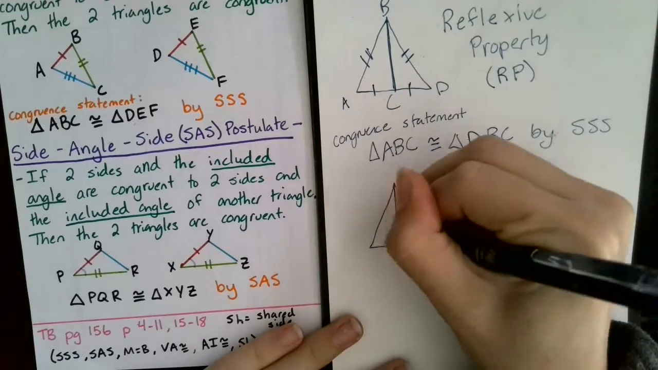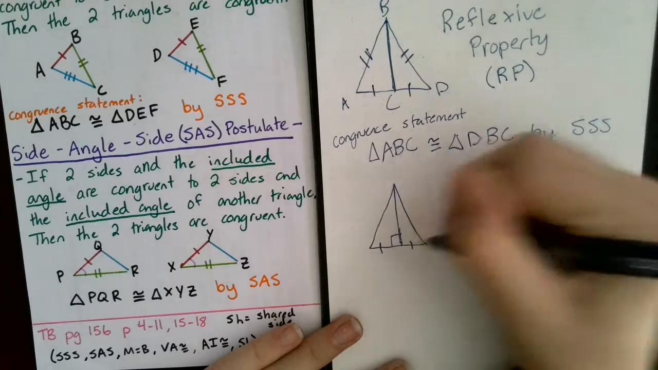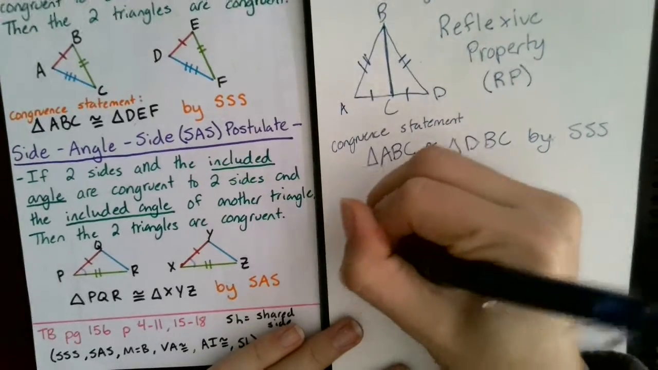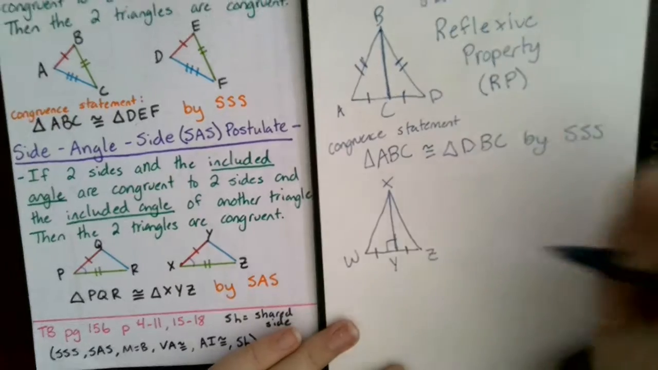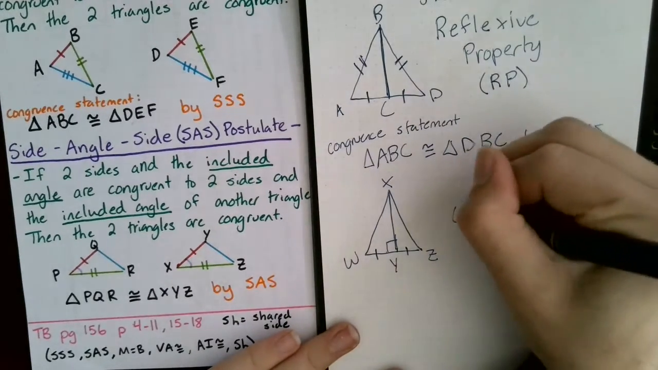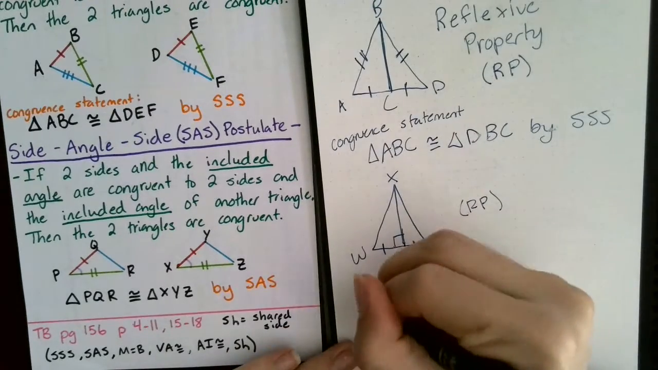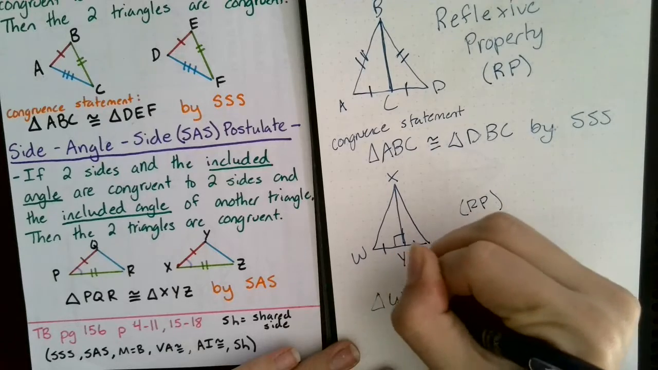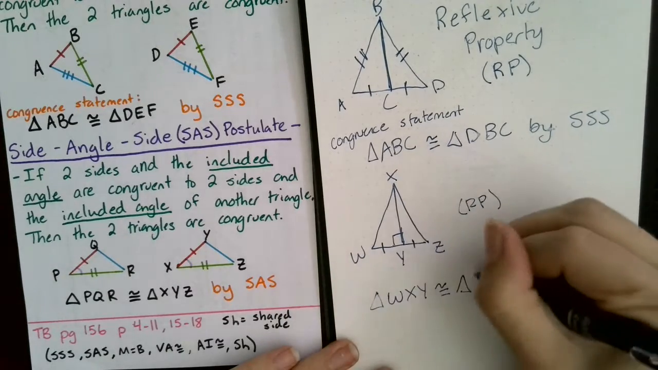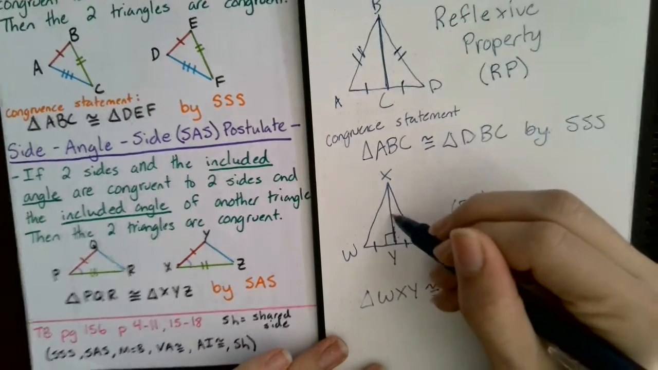Okay. So they're both going to have this right angle. They share this side. So then all I really have to say is that these 2 sides are congruent. And then I can have the same thing here. I'm going to say W, X, Y, Z. And so because of the reflexive property, RP, the reflexive property, we can say triangle WXY is congruent to triangle, remember letter order matters, ZXY by side angle side.